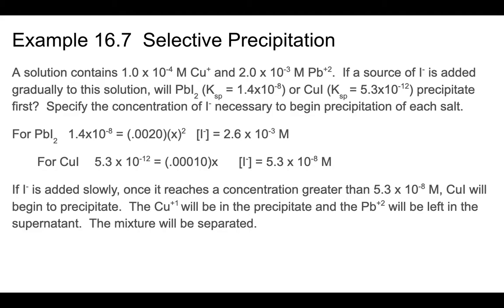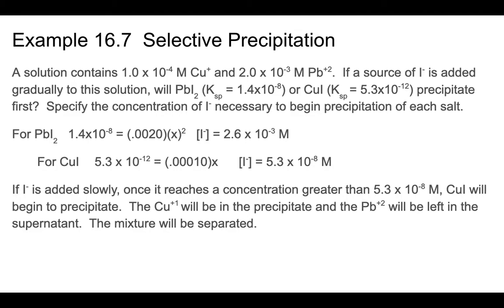So here is a problem in using some math on selective precipitation. We've got a solution, 1 times 10 minus 4 molar copper plus 1 and 2 times 10 minus 3 molar lead plus 2. We're going to drip in a solution of I minus 1, maybe sodium iodide, and we're going to add it gradually to the solution, just a drop at a time.